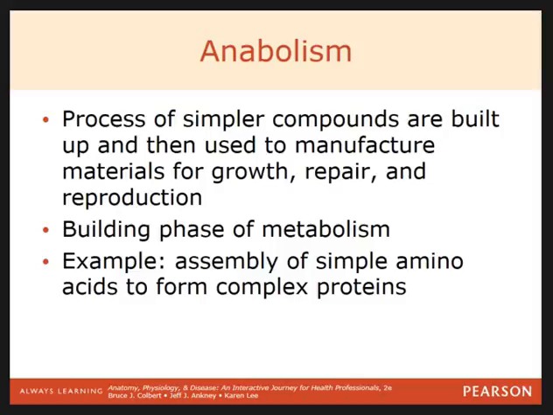So anabolism is a process of taking simple compounds and building them up to produce larger compounds that are used for growth, repair, and reproduction. It's the building phase of metabolism. So amino acids, for example, are the building blocks to form the more complex compound of proteins. So making proteins is a process of anabolism.